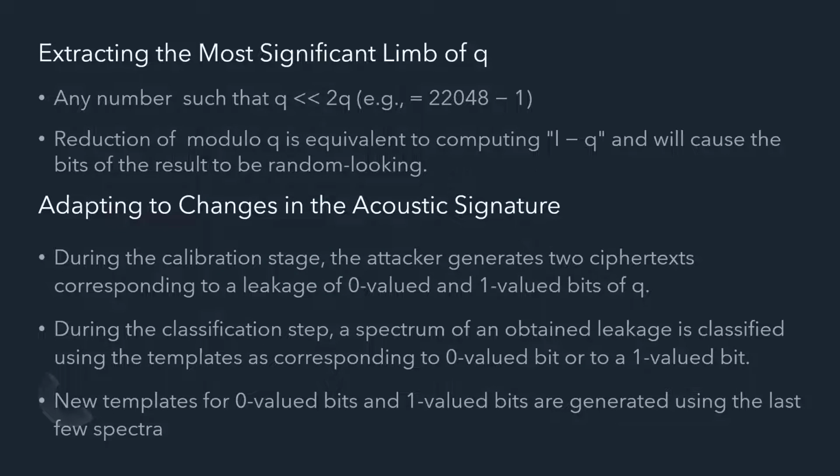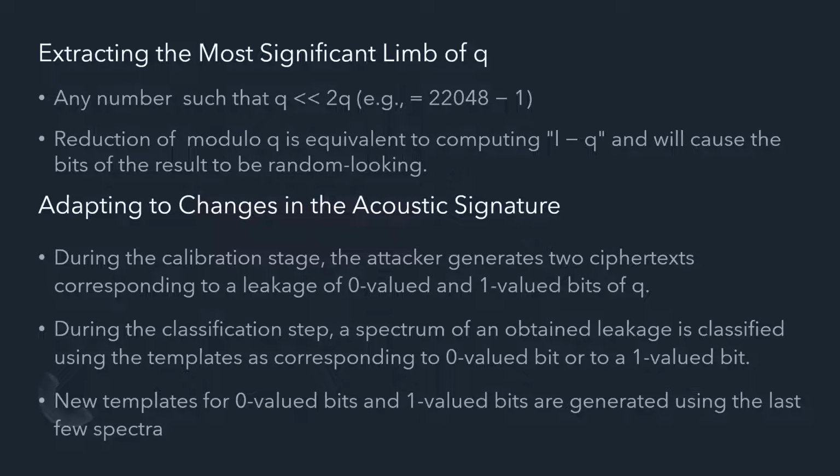Now, if the attacker were to have 2 spectrum templates describing the leakage of 0 valued and 1 valued bits, he could classify an unknown signal by checking similarity between it and the templates he has. In this case, a template is a vector of real numbers describing the signal power at each frequency bin. The classification is based on computing the correlation of the Fourier spectrum of the leakage with the 2 templates. This approach, however, possesses a problem since it requires the attacker to obtain examples of leakage spectra corresponding to both 0 valued and 1 valued bits.